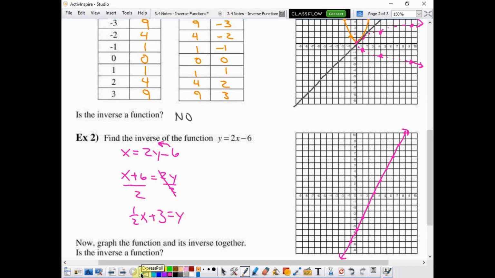So I have a y-intercept of 3, and a slope of 1/2. So I'm going to go up 1 and over 2 and fill in as many of those as I can on the graph. And I'll dot the inverse.